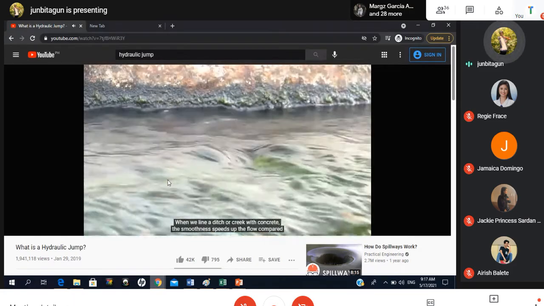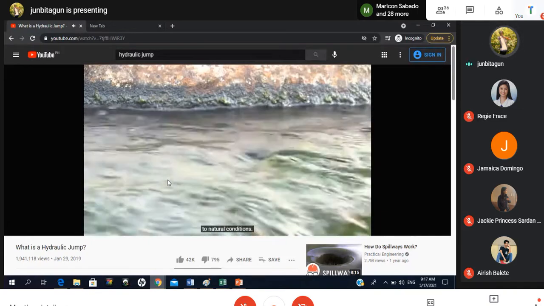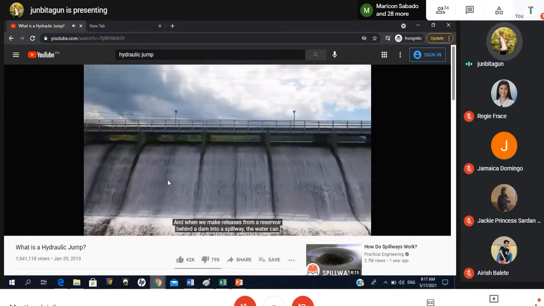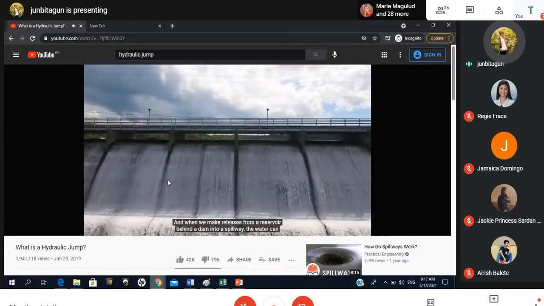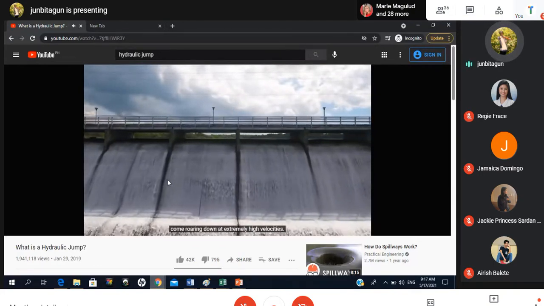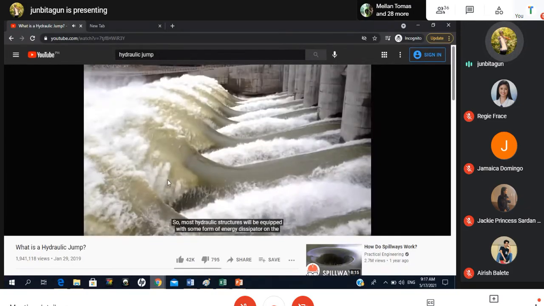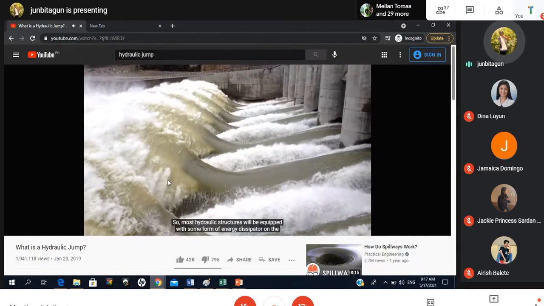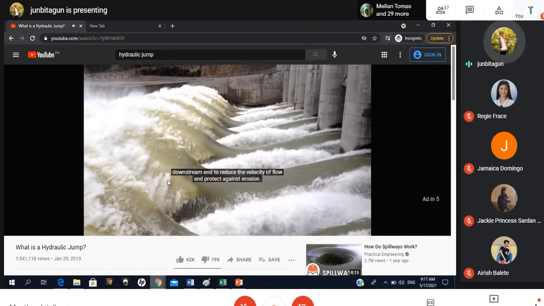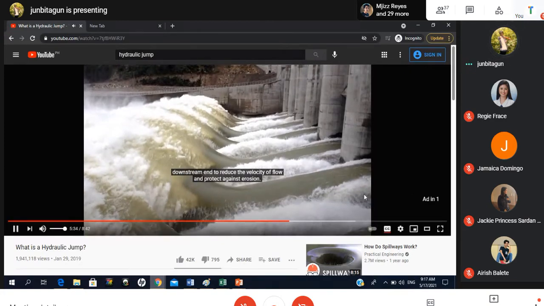When we line a ditch or creek with concrete, the smoothness speeds up the flow compared to natural conditions. And when we make releases from a reservoir behind a dam into a spillway, the water can come roaring down at extremely high velocities. This supercritical flow can cause erosion and eventually lead to failure of the structure. So most hydraulic structures will be equipped with some form of energy dissipator on the downstream end to reduce the velocity of flow and protect against erosion.